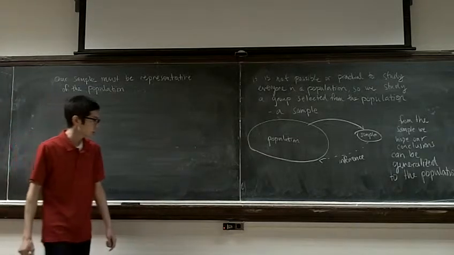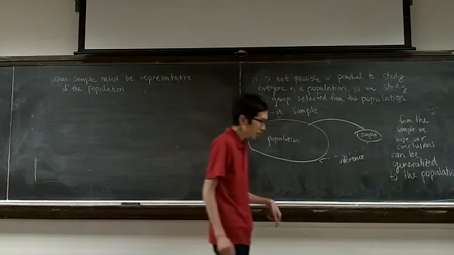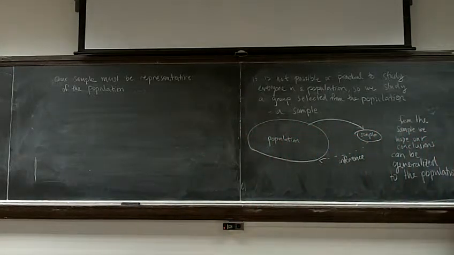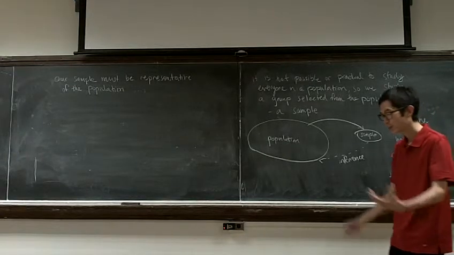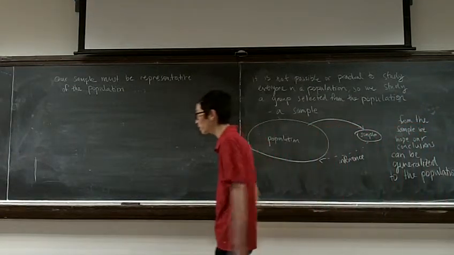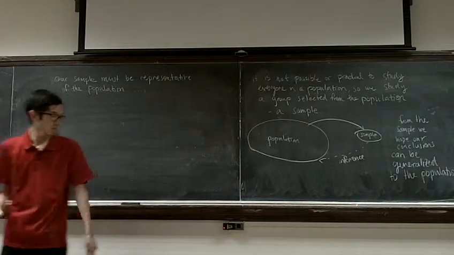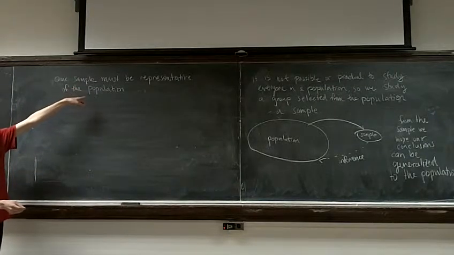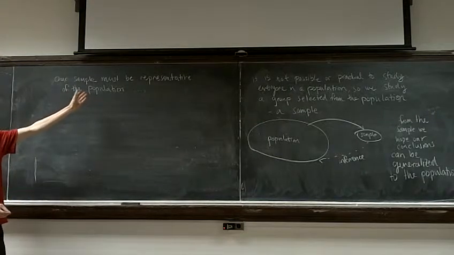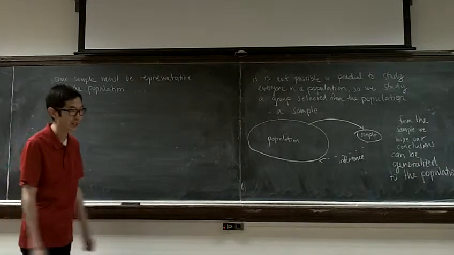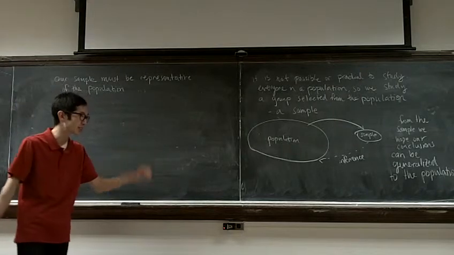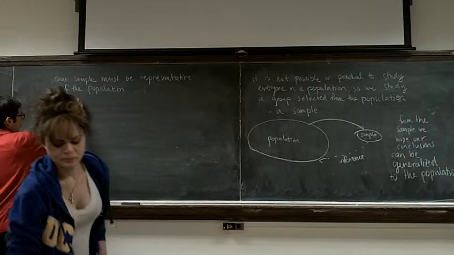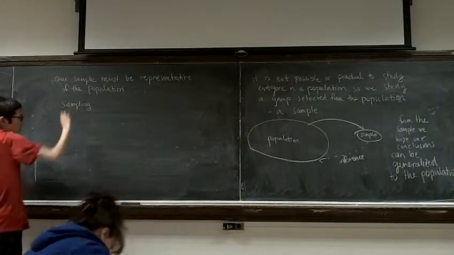Okay, so how do we get samples that are representative of our population? Well, there's another entire subfield of statistics that works towards getting samples that are representative of the population. That's called sampling theory, or just sampling methods, or sampling. Sampling is all about this.